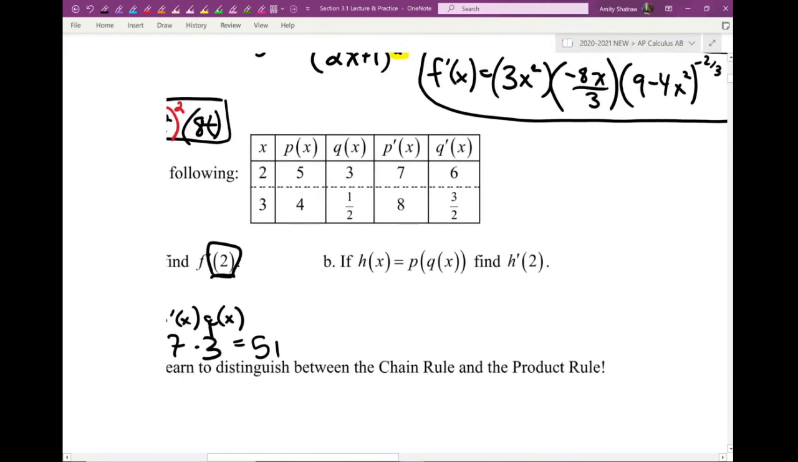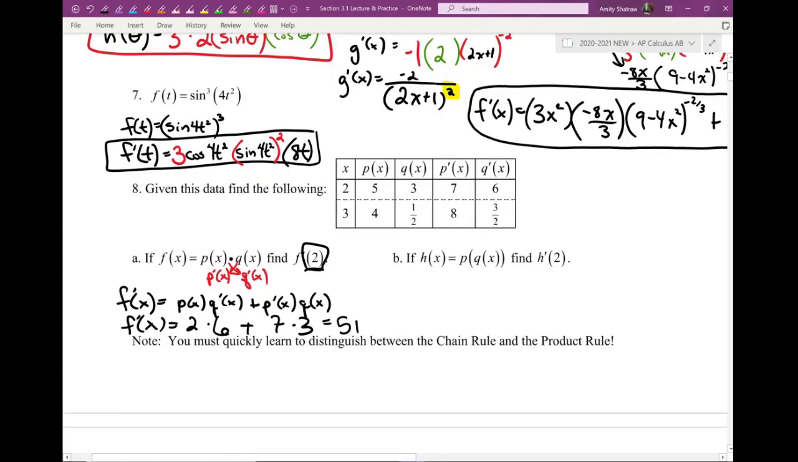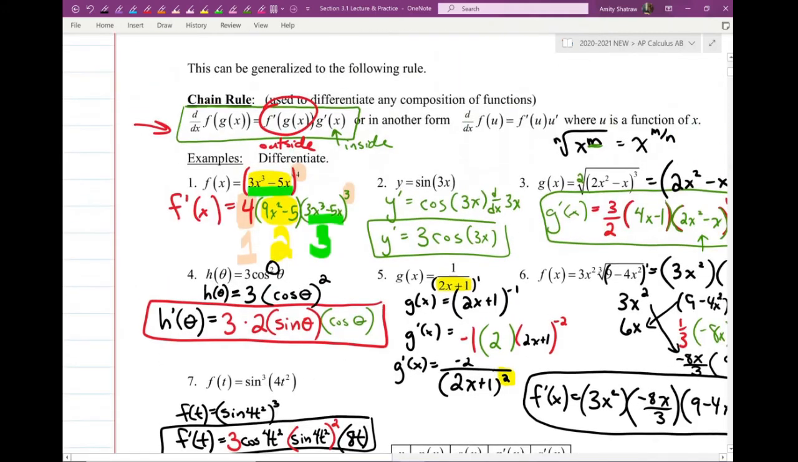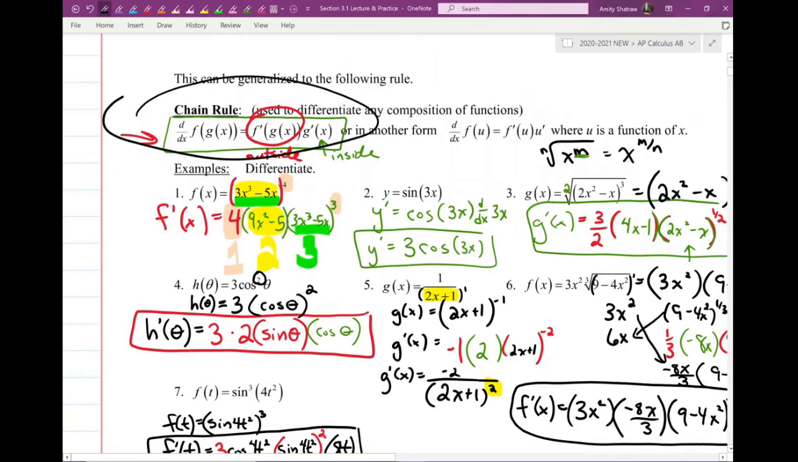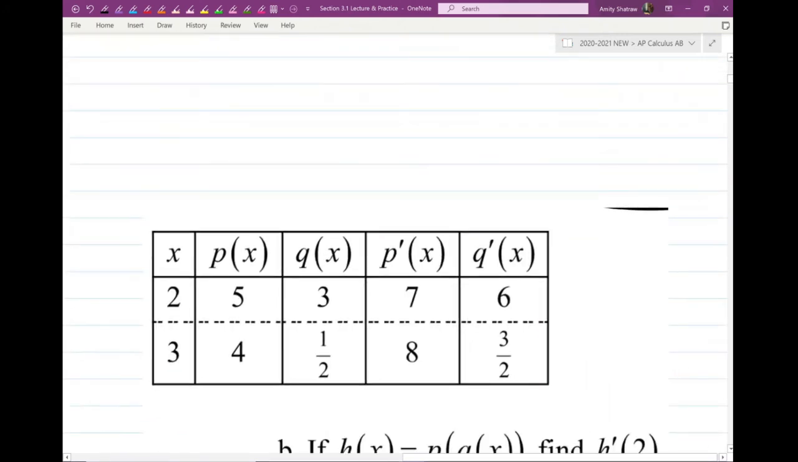Okay, if I'm going to do number 8, part B, I'm actually going to end up using, what is this right here? The chain rule. I have it memorized. You have copied it 3 times. I'm just not sure which version you may have copied.